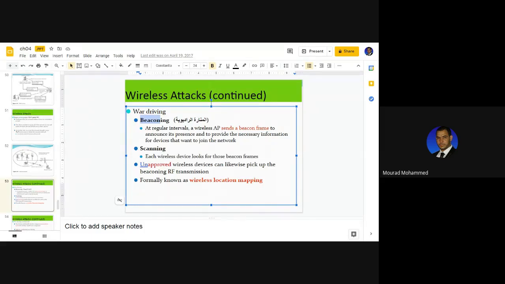So, scanning for available beacons is called war driving. It is war driving, literally speaking.